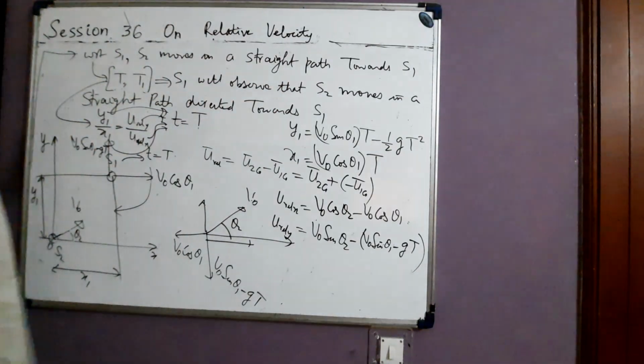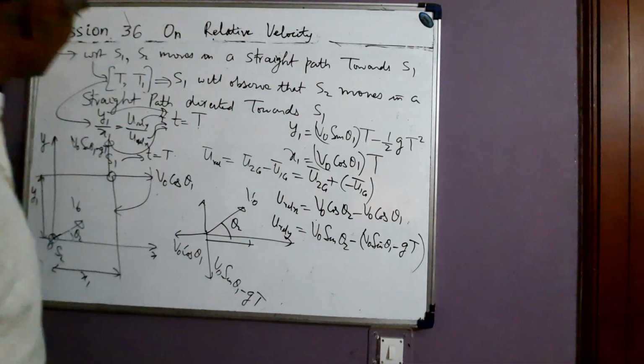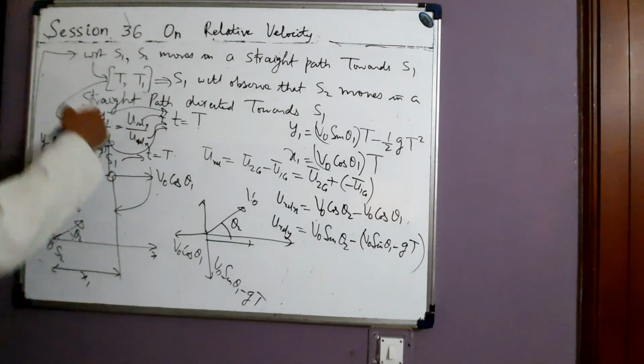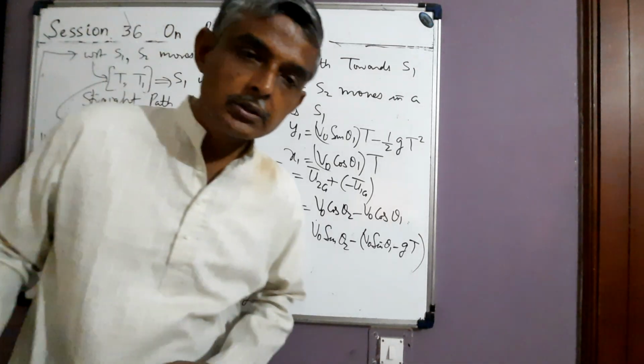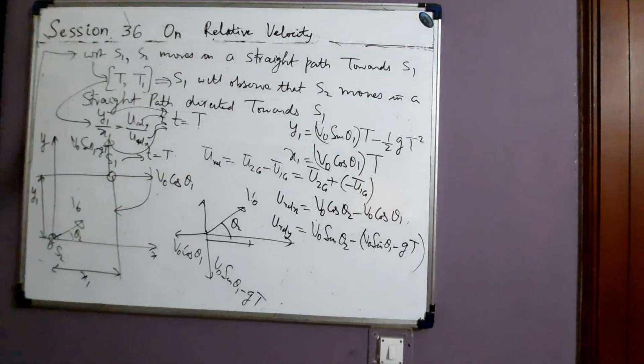Okay. So all the quantities have been fully determined. All we have to do is substitute in that formula and solve it. Then you will get the answer. So all the quantities have been determined fully. You can see.